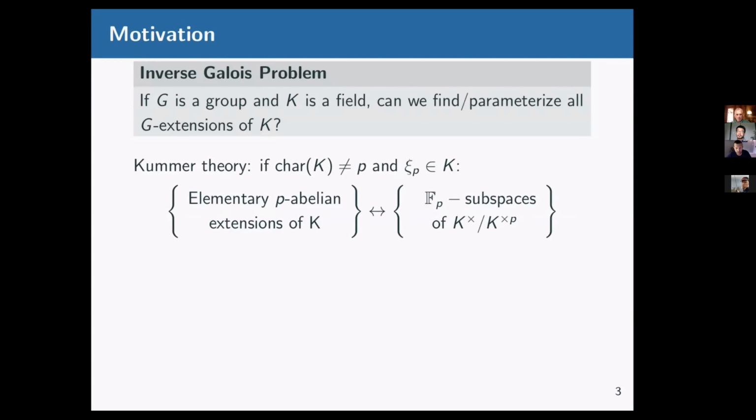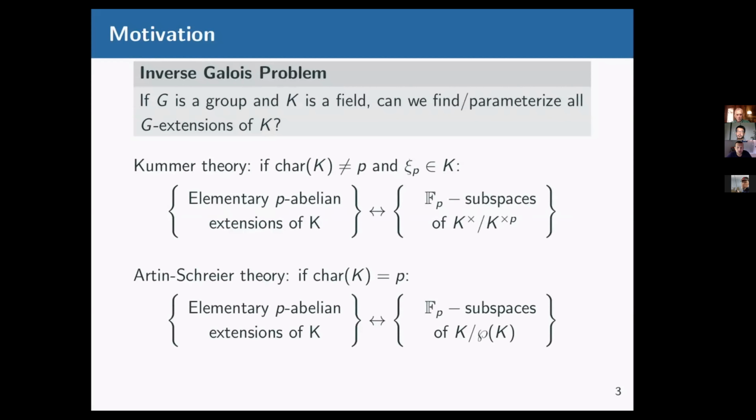In the case of characteristic P, there is a related notion called Artin-Schreier theory. There's a slightly different object that parameterizes these elementary P abelian extensions. So in either of these two cases, you can think that there is a single object that is doing the parameterizing for us. And it's giving us a nice correspondence between vector space language and these particular extensions. The case that I'm not talking about here, when characteristic isn't P, but there aren't Pth roots of unity, it turns out that there's a nice parameterizing space in that case as well. So really, no matter what, you can always find a nice parameterizing space for elementary P abelian extensions.